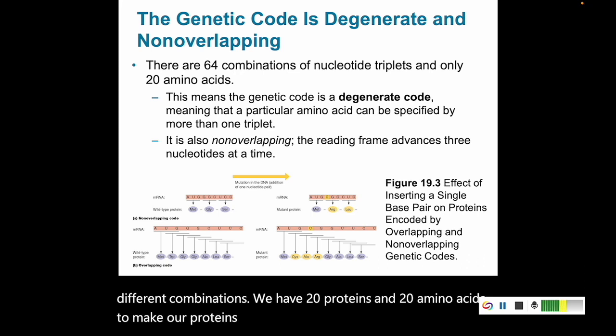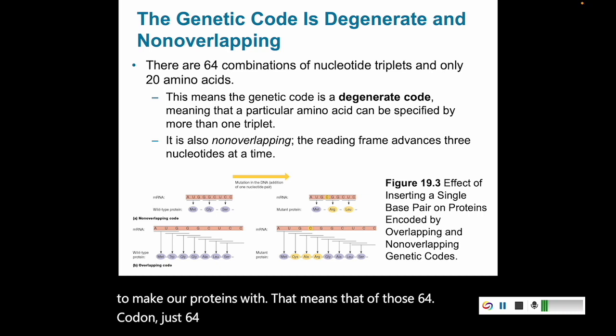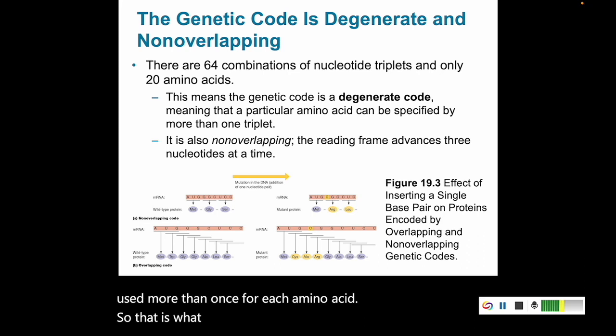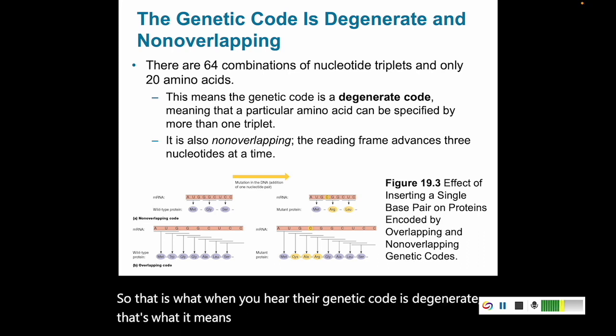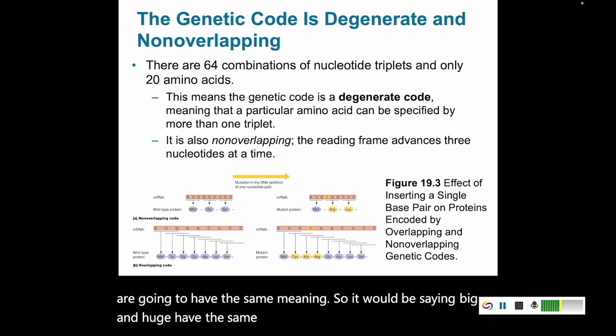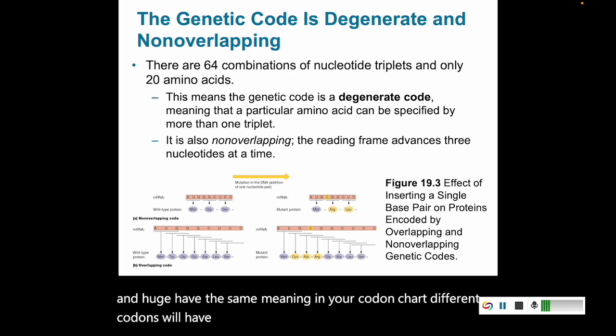That means that of those 64 codons, or 64 nucleotide triplets, some of them are going to be used more than once for each amino acid. That is what it means when you hear that the genetic code is degenerate. Some of those combinations are going to have the same meaning. It would be like saying big and huge have the same meaning. In your codon chart, different codons will code for the same amino acid.